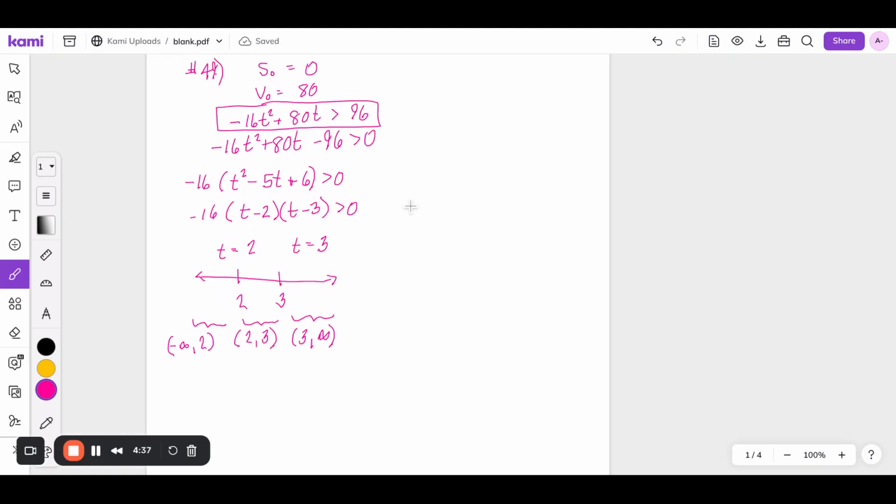And my final answer here is going to be, it says during what interval of time will the projectile's height exceed 96 feet? Well, the answer here is going to be between 2 and 3 seconds. Okay, that's number 49.